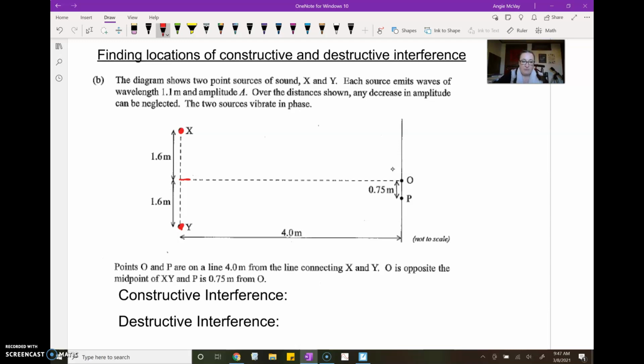And that line from their midpoint directly over to a set of probably microphones or something picking up the sound, a screen of some sort, was 4 meters. Again, this is not to scale. If the wavelength of the sound that those two speakers are emitting is 1.1 millimeters, we want to know if you would get constructive interference here and or constructive interference here.